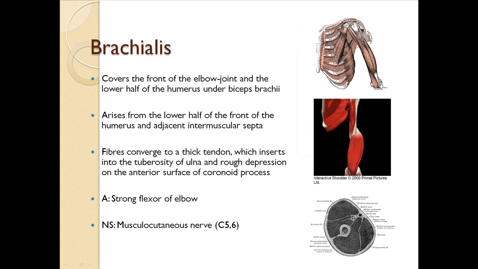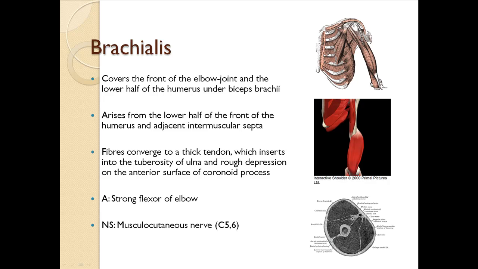Now, brachialis is a fairly large muscle. It's a fairly powerful elbow flexor. It covers the anterior aspect of the elbow joint and arises from the anterior aspect of the lower half of the humerus and adjacent intermuscular septa. It's a very coarse, thick muscle, and the fibers converge to form a tendon that eventually inserts into the tuberosity of the ulna on the anterior aspect of the coronoid process.